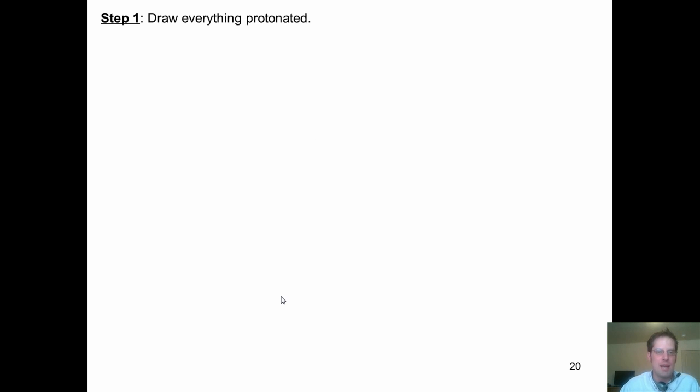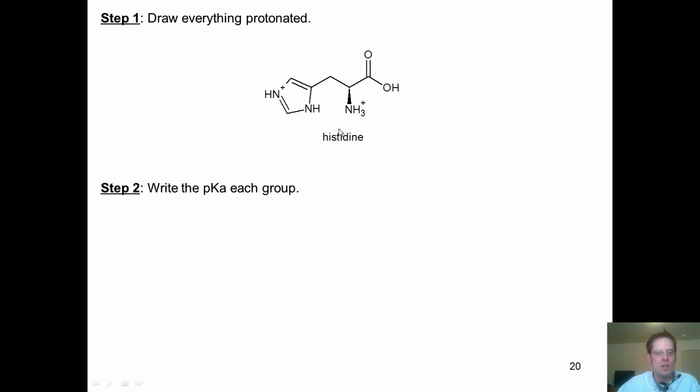Let's do our next example, and I'll remind you of these steps. Step 1, draw everything protonated. And our example here is histidine. So histidine has this ionizable side chain here where we can protonate one of the nitrogens. We leave the OH protonated and the NH3 plus protonated. Then we go to step 2. Write the pKa value for every single group, which we've taken from the table shown previously. Here they are.